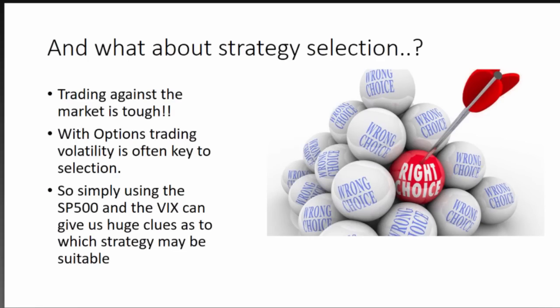So what we've got next is really what about strategy selection? Trading against the market is very tough. If you do that, you've got to be on top of the market all the time. So we trade with the market. And also with options trading, volatility is often the key to selection. So if we use, quite simply, the S&P 500 and the VIX, amongst other things, but let's start with the simple that is easy to get, easy to see. This will give us huge clues as to which strategies may be suitable for the market at any one time.